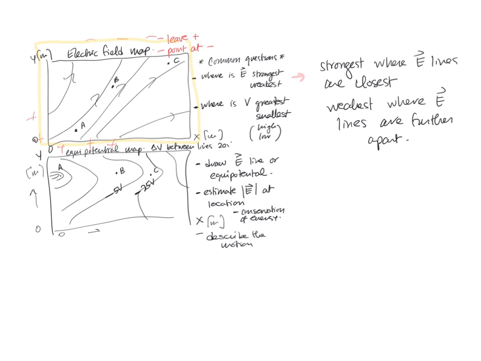So strongest maybe at, it looks like, so if I had to rank these, A and B have similar strengths, and those are both stronger than C because the line is way further apart at C than it is at either B or A. Okay.